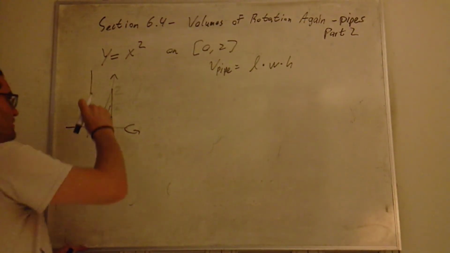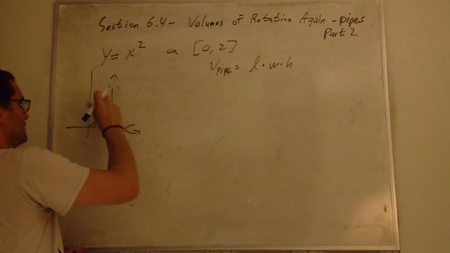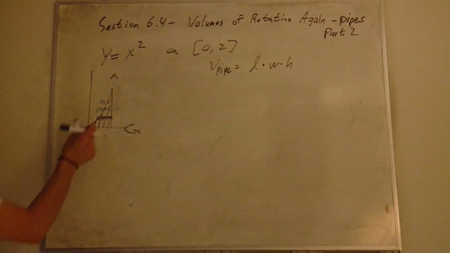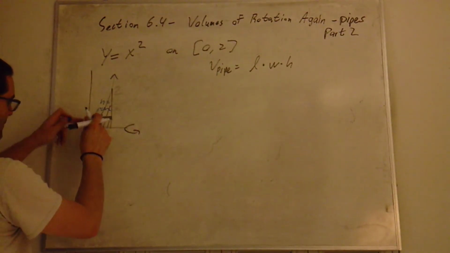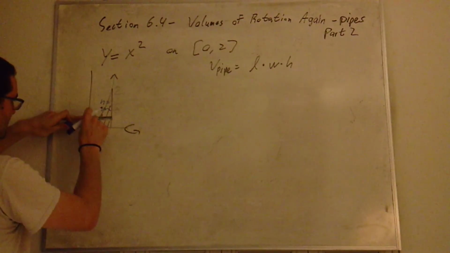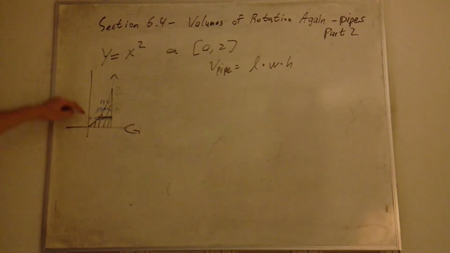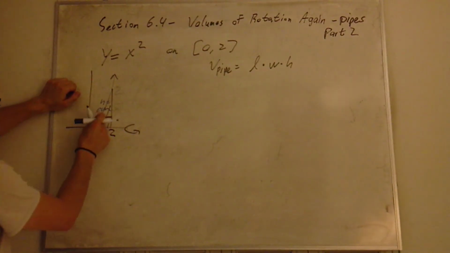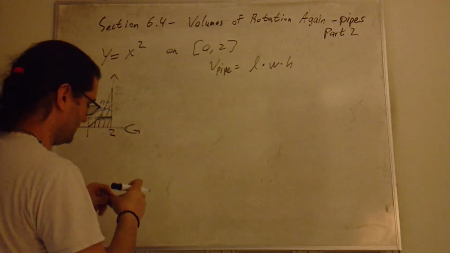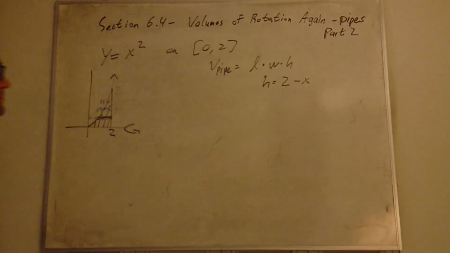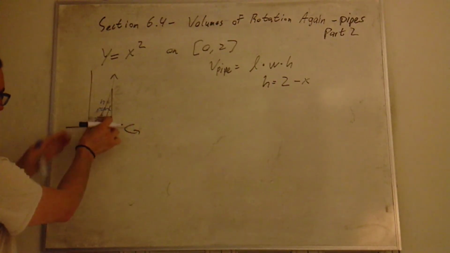Following the tradition of several other examples we have done, I'm going to say height is this dimension, which is not exactly an x value. It's an x distance, but the x value here is like this, and that's not what I want. I don't want this x value. I want 2 minus this x value. Because that'll be what's left over there.